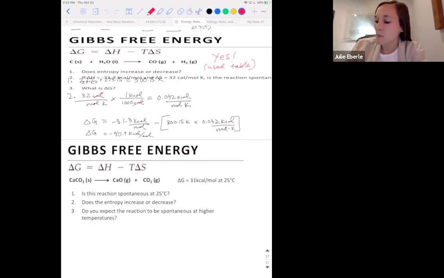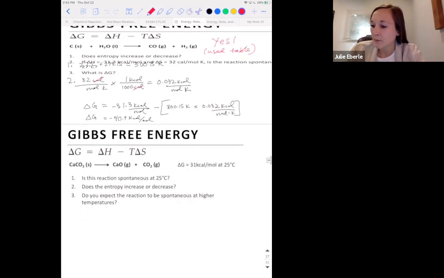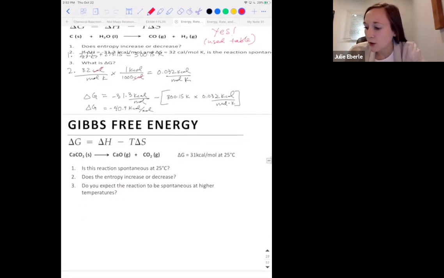Anyways, let's pick up with this slide right here. Here's our equation for delta G. Remember that delta G equals delta H minus T delta S. And we're just going to do a couple more practice problems to refresh you and to remind you how to go about these things.